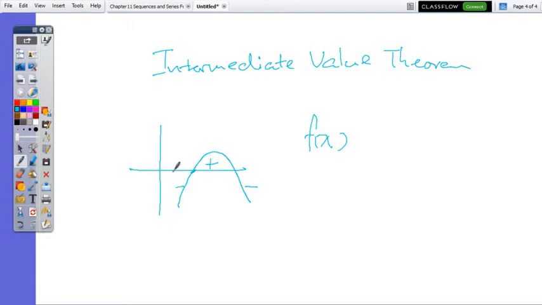from A to B. So here's A, and here's B. And also from B to C, there's another zero right here, because the sign changed from positive to negative. So anytime you see that f of x changes the sign from positive to negative, or from negative to positive, there's always guaranteed to be a zero.